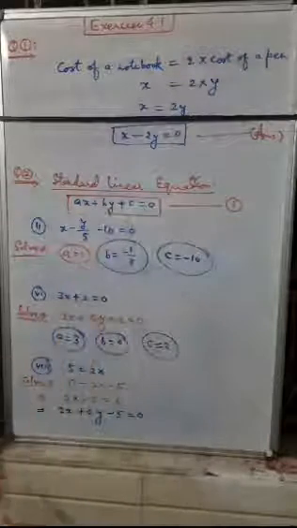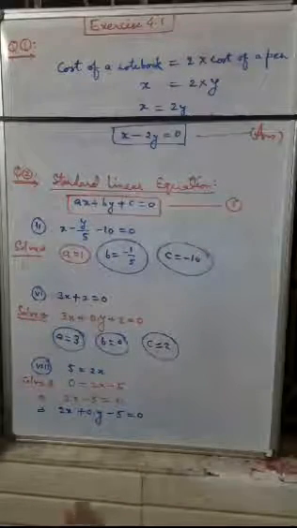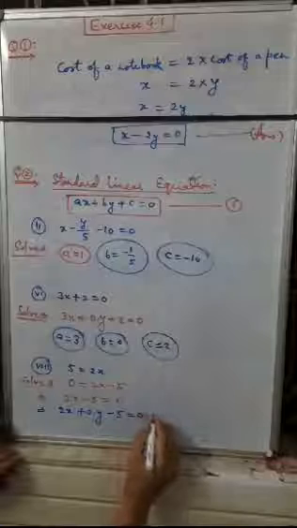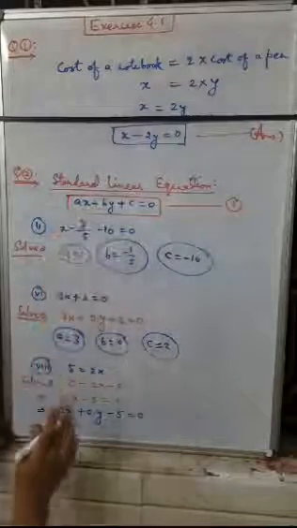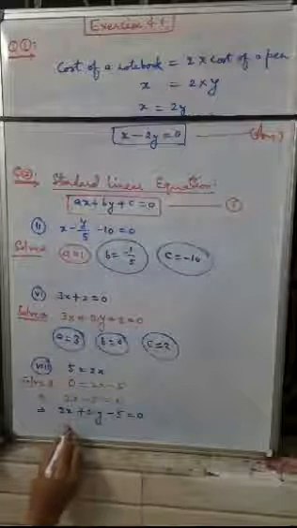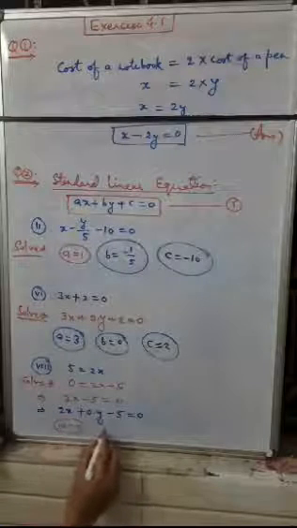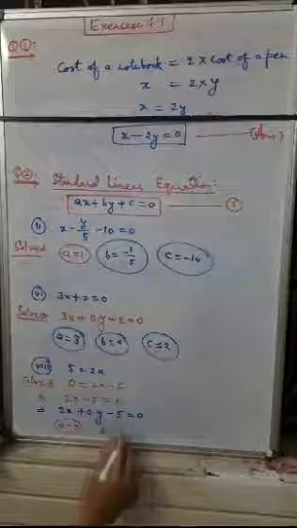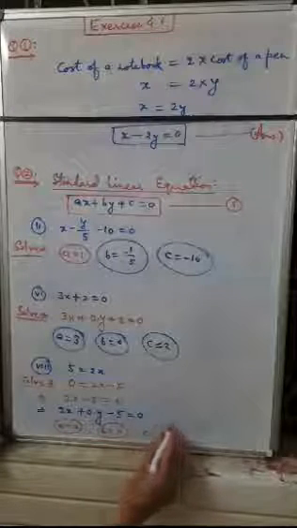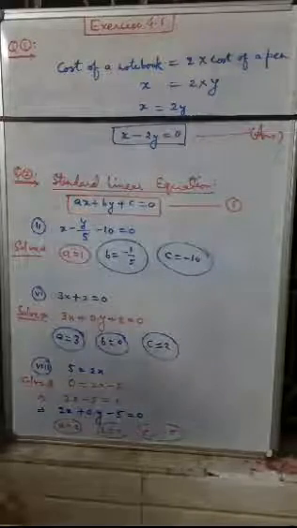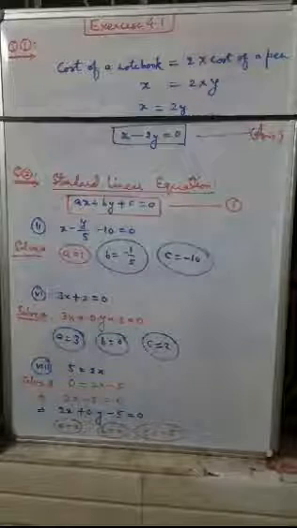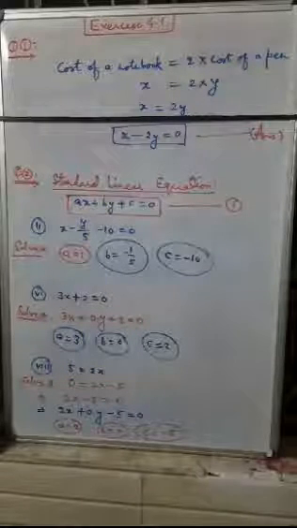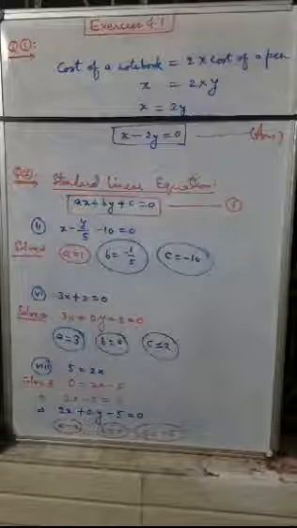Now we compare with the standard equation. Suppose it is equation number 3, 4, 5 you can take. Here the coefficient of x is 2, so a is equal to 2, b is equal to the coefficient of y, which is 0, and c is equal to minus 5. So these are the solutions of the problem given in your textbook, question number 2.